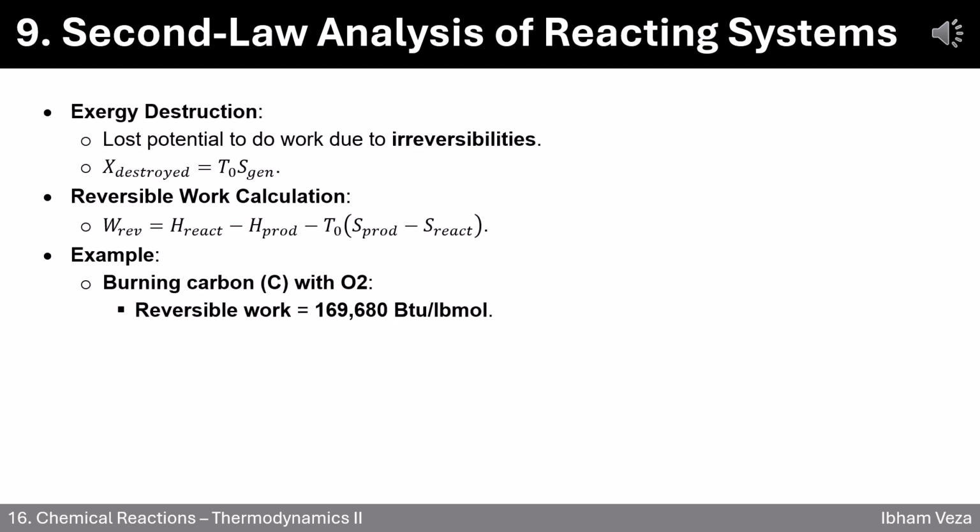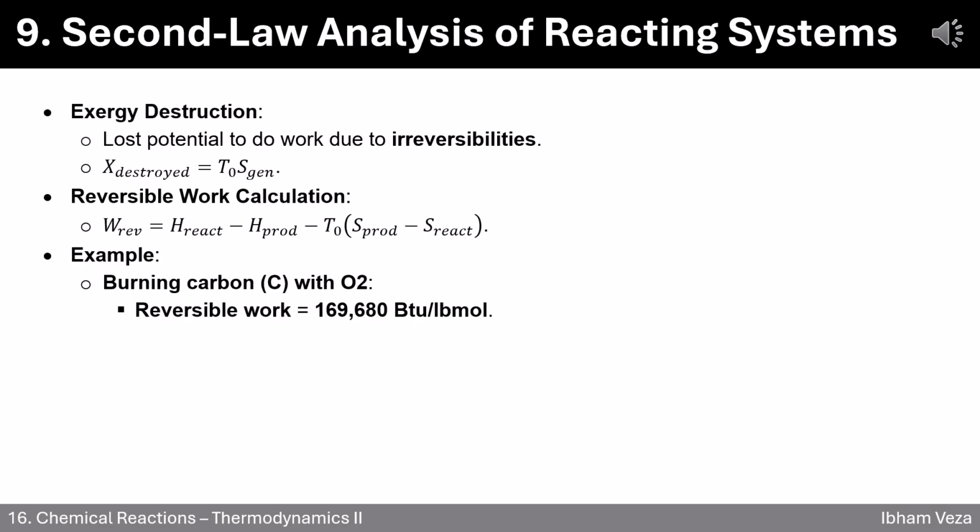9. Second law analysis of reacting systems. Let's look at the second law analysis, which helps us understand the quality of energy, not just the quantity. In real combustion systems, some energy potential is always lost due to irreversibilities. This is called exergy destruction. We calculate it by multiplying the ambient temperature with the entropy generated.